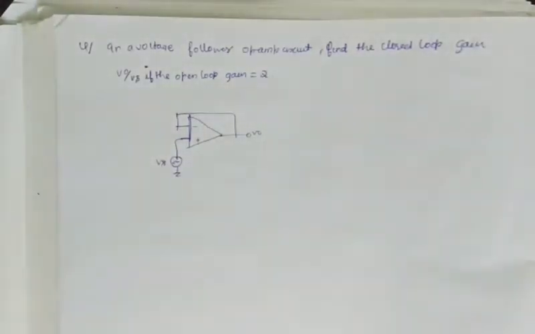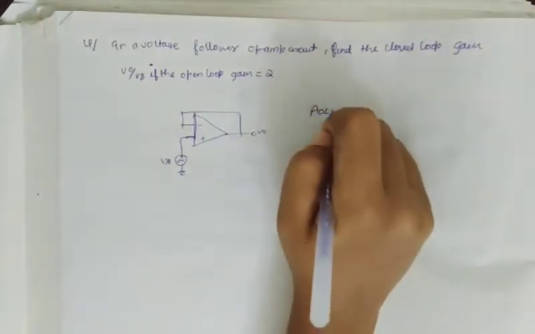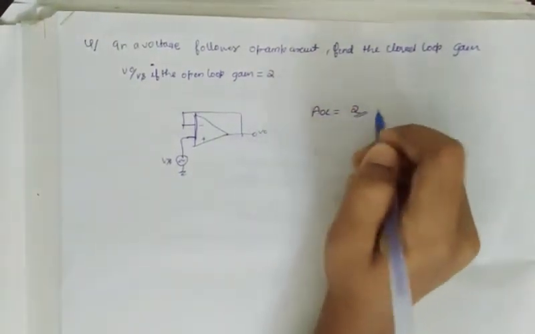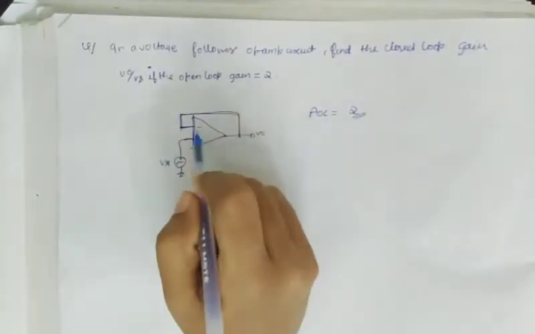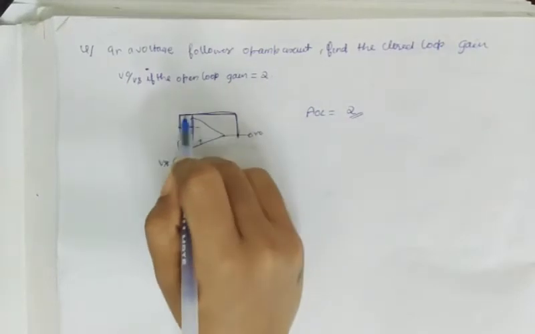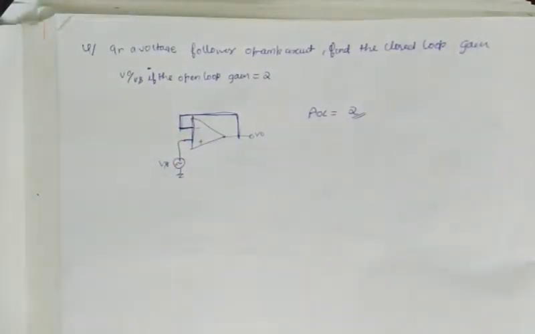Next question: in a voltage follower op-amp circuit, find the closed loop gain V0 divided by Vs if the open loop gain is equal to 2. The open loop gain is given here, equal to 2. This is a voltage follower. Voltage follower means a buffer circuit, when V0 and our inverting terminal are shorted or connected together without a resistor, then it is known as a unity feedback circuit.